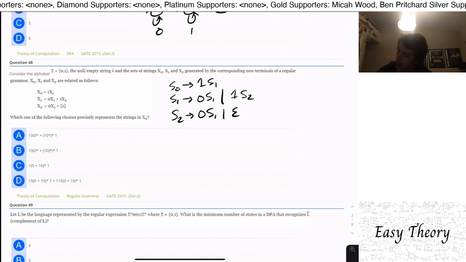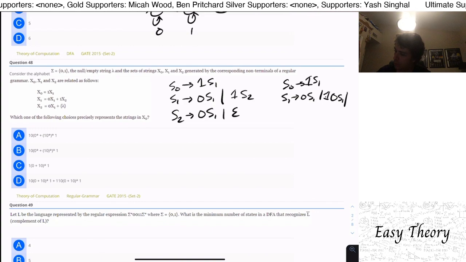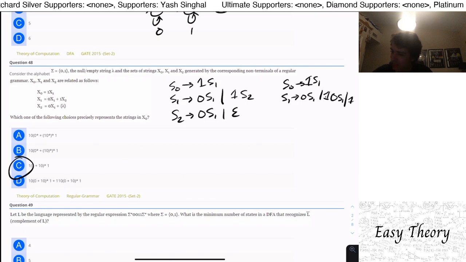So we can actually think of this as S0 goes to 1, S1, that doesn't change, 0, S1, or 1, 0, S1, or 1. It's just sidestepping S2 altogether. So does that help? Ah, yeah, it does. C is the answer, because this is 0 with 1, 0. Ah, that's nice. I guess that's the trick, to actually see that we can remove S2 entirely just by moving the rules up.